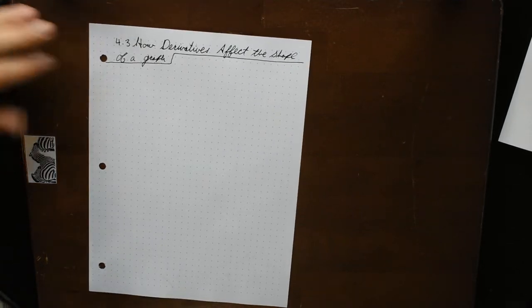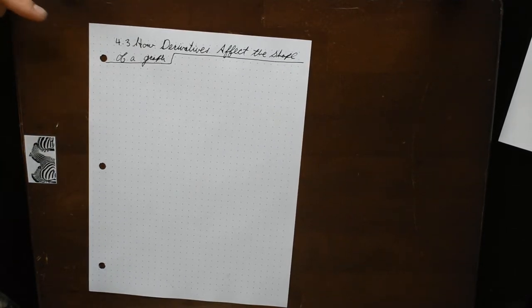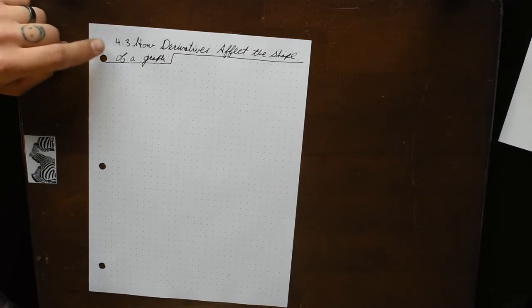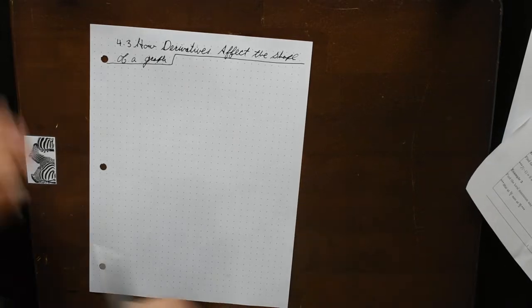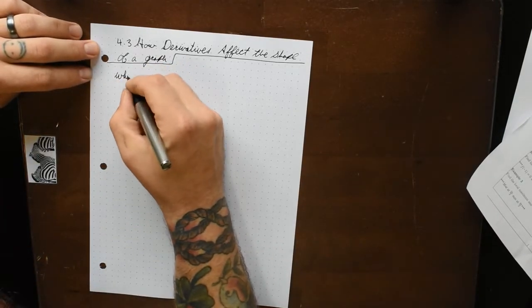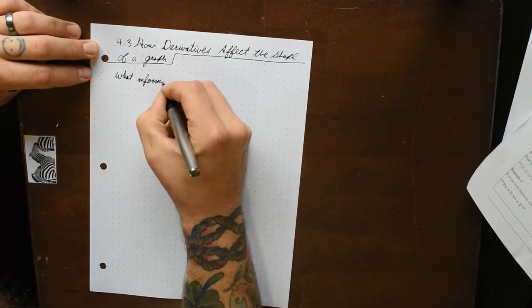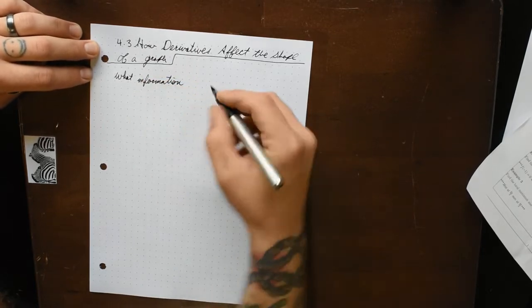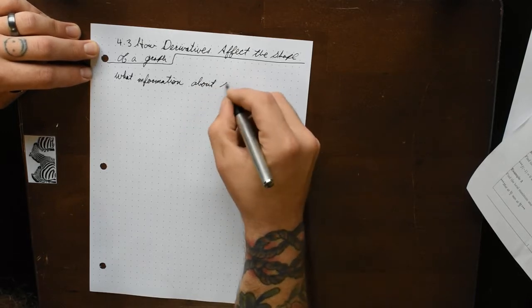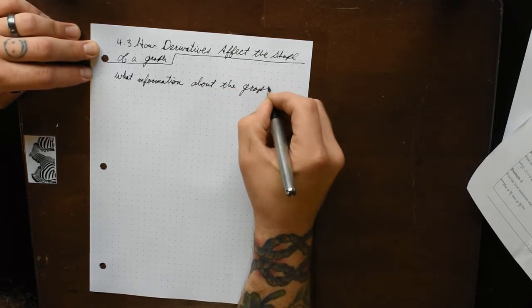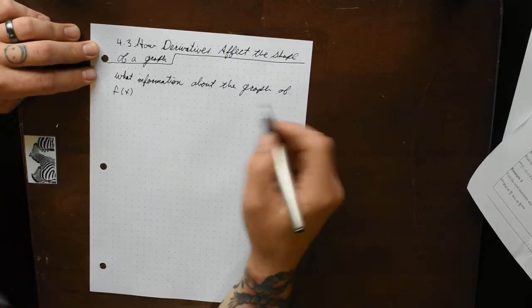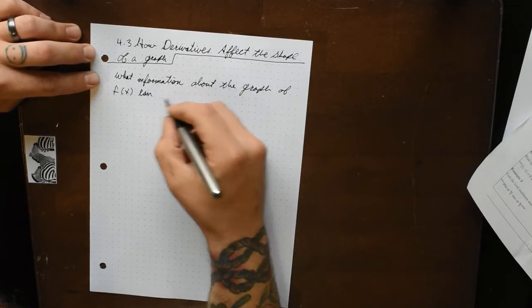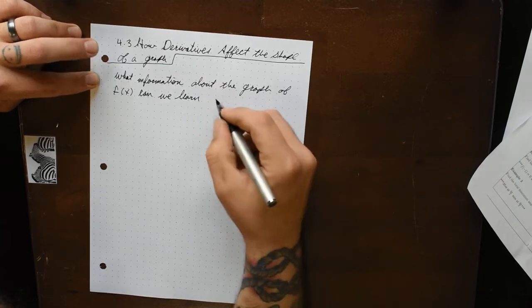Hey everyone, in this video we're going to go over section 4.3, how derivatives affect the shape of a graph. Another way of thinking about this: what we're really going to be doing is trying to figure out what information about the graph of some function f of x we can learn from its derivatives.